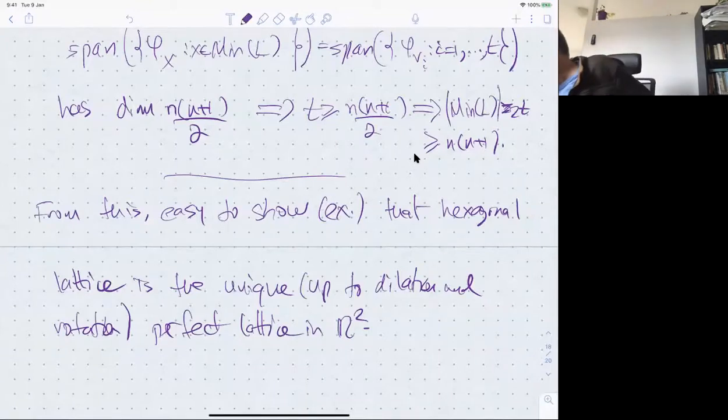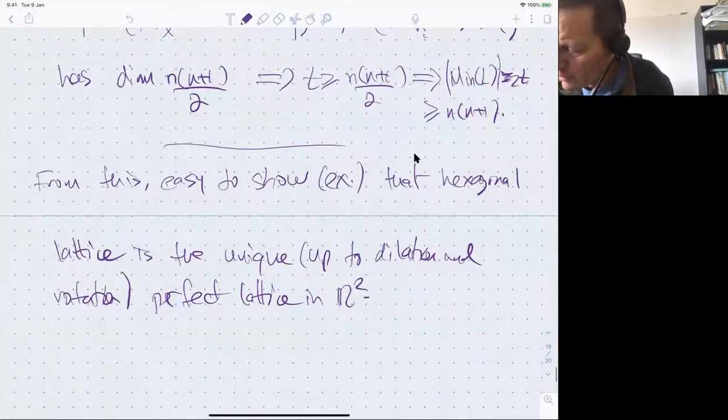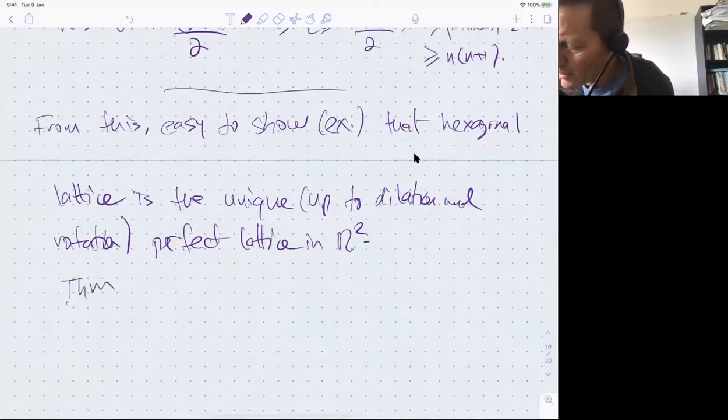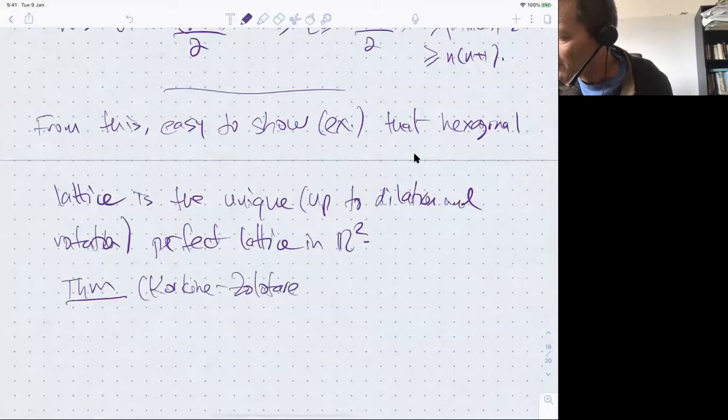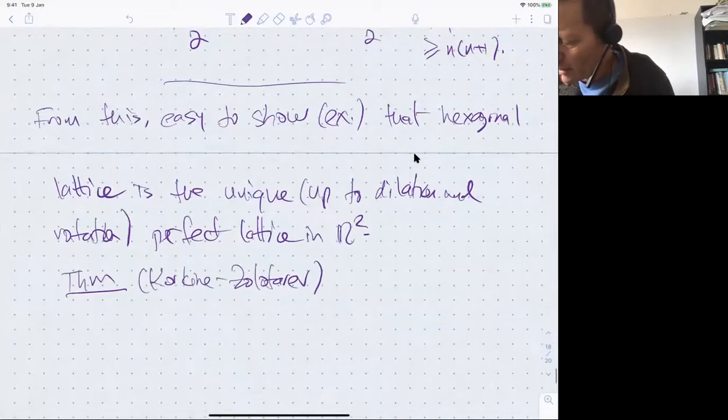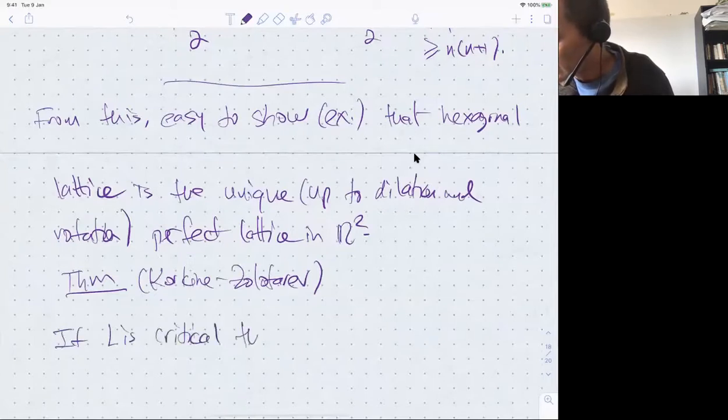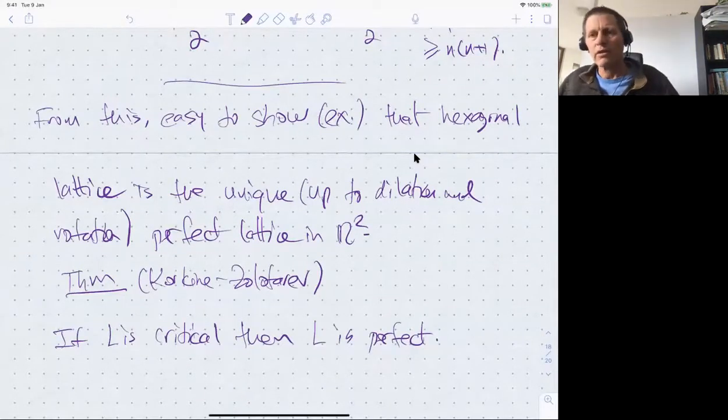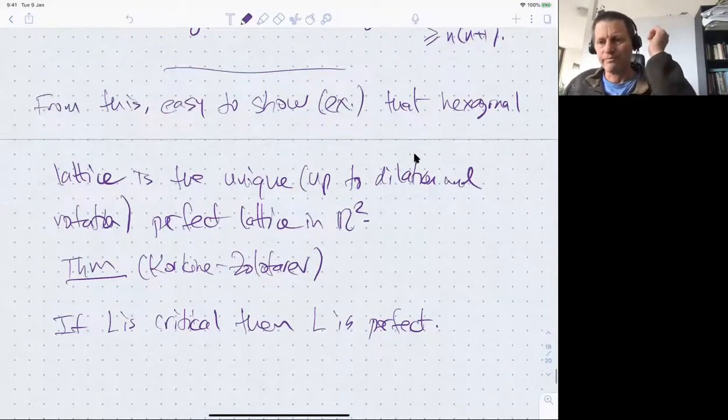Okay, so let me just repeat the theorem that we want to prove next. This is the theorem of Korkin-Zolotarev. Now that we have the notion of perfect, and then we take a break. So if L is critical, then L is perfect. So let's take a 10-minute break, and after the break, I'll prove this theorem.